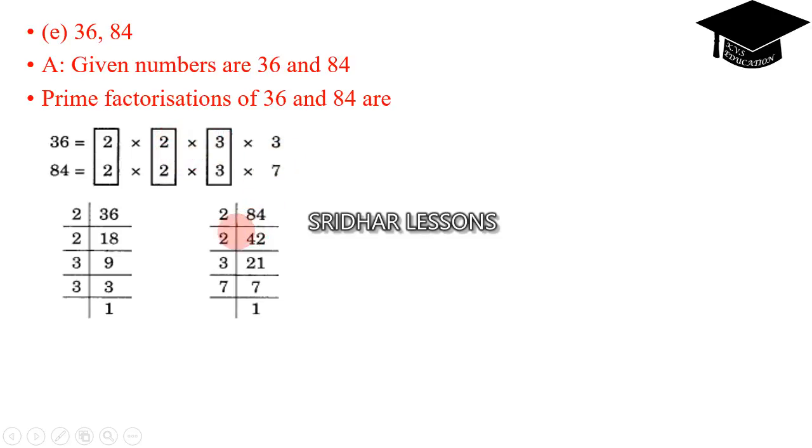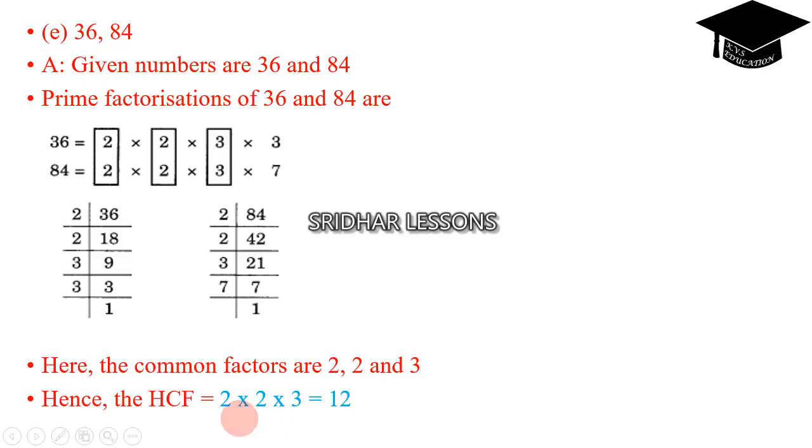And for 84, 2 can be factorized the 84 as 42. 2 into 42 is 84. 2 into 21 is 42. 3 into 7 is 21 and 7 into 1 is 7. So the factors of 84 are 2 into 2 into 3 into 7. If you can observe, the common factors are 2 into 2 into 3, that is 12. Okay, so the HCF is 2 into 2 into 3, that is 12.